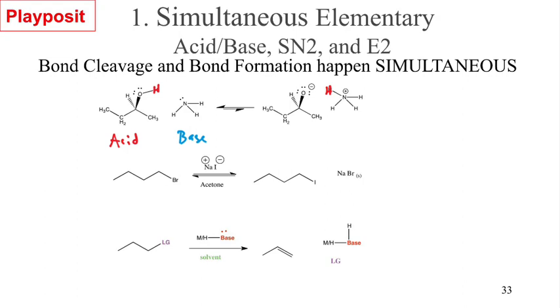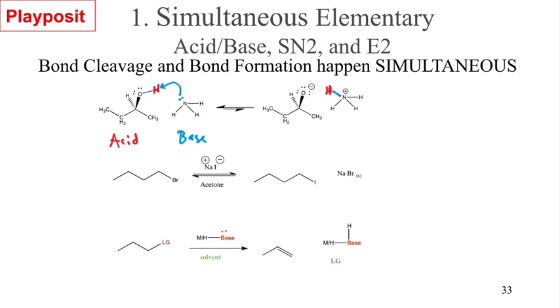The bond changed by showing the motion of the electrons. So we don't want to talk about the movement of atoms. We want to talk about the movement of electrons. Our base, the electrons on our base, shared with the hydrogen. That's what makes the bond between the nitrogen and the hydrogen.